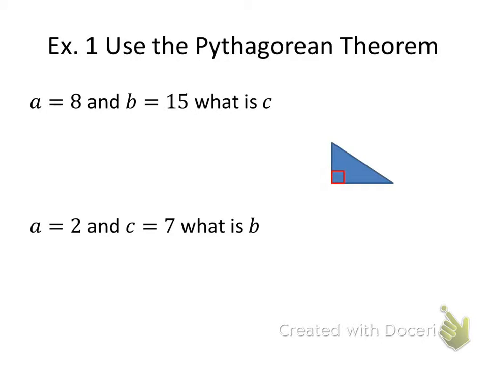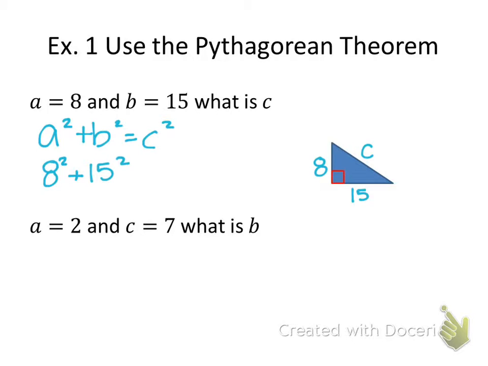I have to know that. On this example triangle, I know that my legs are this side and this side because they're connected by the right angle box. So I know that A is 8 and B is 15. But I do not know what C is. C is always the hypotenuse, the longest side of a triangle. So I'm going to use my formula, A squared plus B squared equals C squared, to find out what C is. I plug in my numbers: 8 squared plus 15 squared equals C squared.